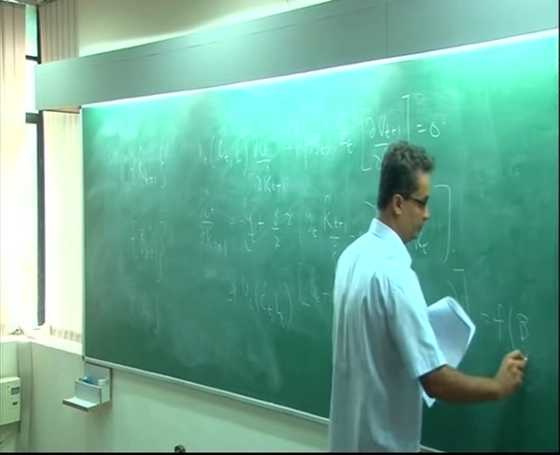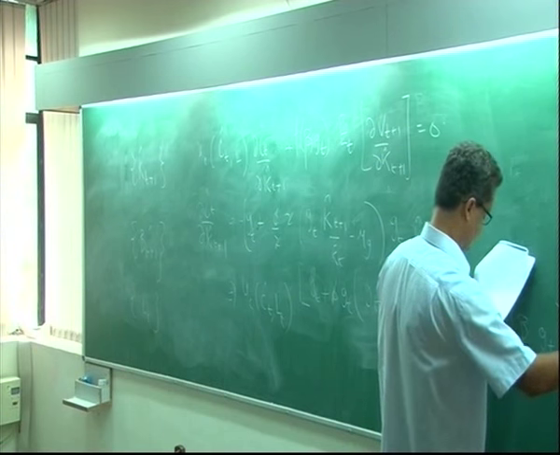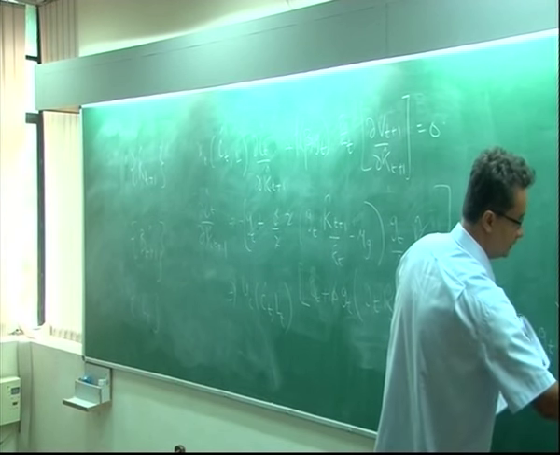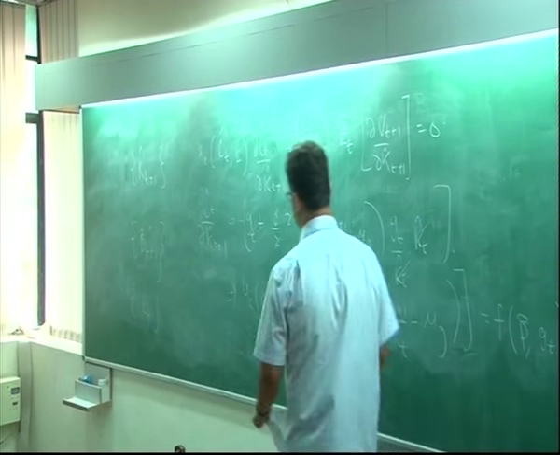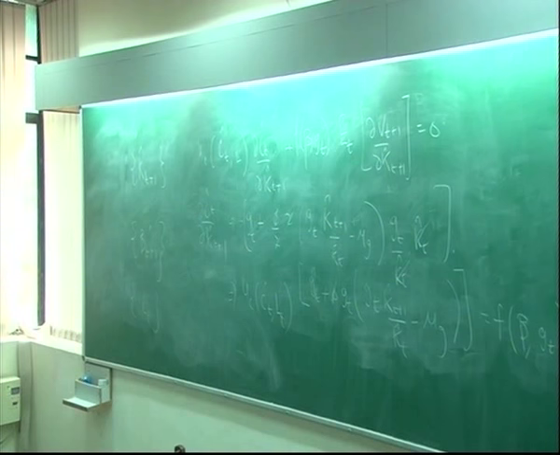Equals F of beta, g t, expected value, plus v t plus 1, then k hat t. Anyway, that gives you a sense of how to solve the model. Okay, are there any questions?